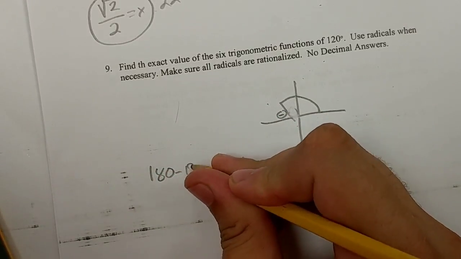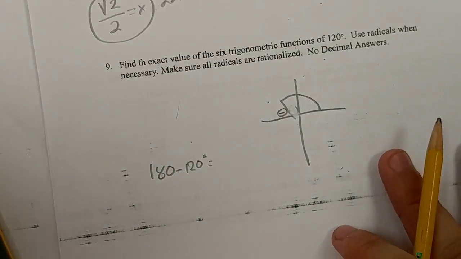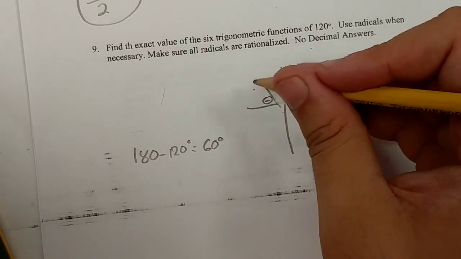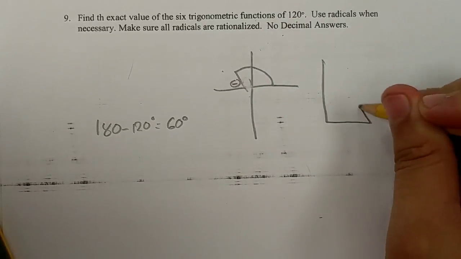180 minus 120. That's right, 180 goes in front. So 180 minus 120 is going to be 60 degrees. So the reference angle here is 60 degrees. So it kind of looks like a triangle like this.